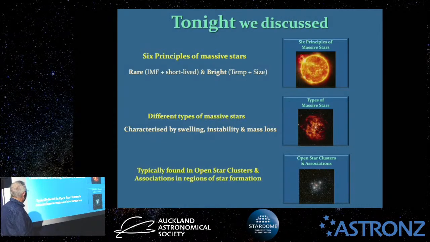And they're typically found in open star clusters, in associations, in regions of star formation. Why they are in regions of star formation, and I put that up right by one of my first slides, is because they don't live very long. They haven't got time to wander off anywhere before they go supernova. And as I've mentioned there.